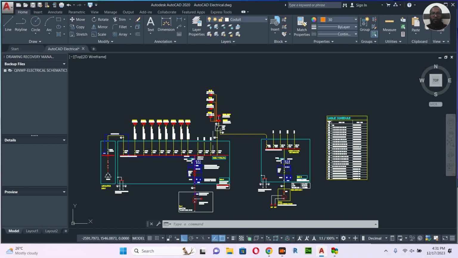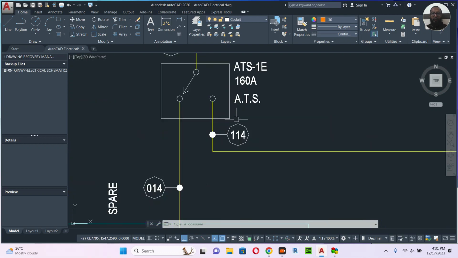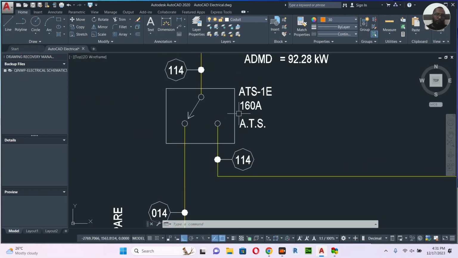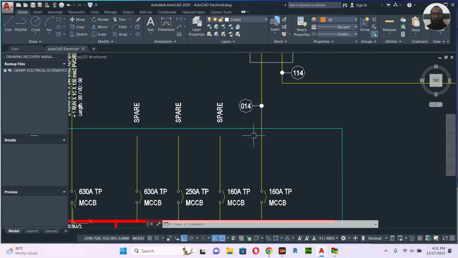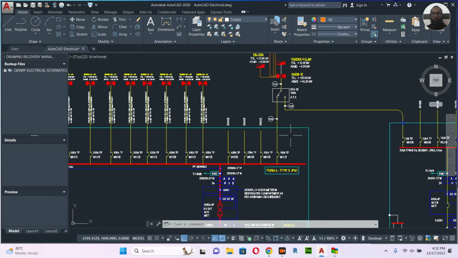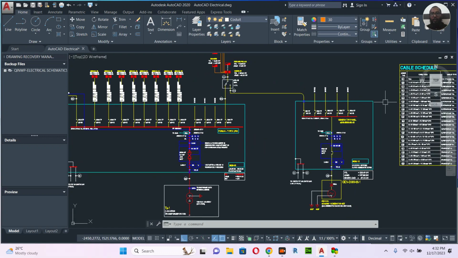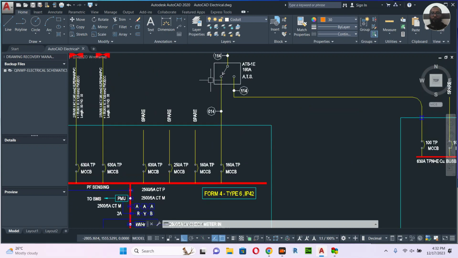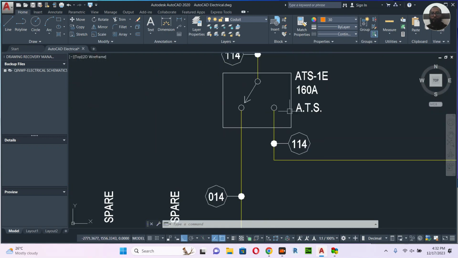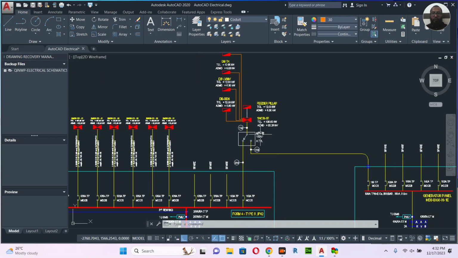So now I want to tell you another thing. This one, I have an ATS here. So the ATS gets fed from one, the Kahramaa, that means the government's supply, and one from the generator. Let's say this project has no generator, totally no generator. In that case they use some different techniques. They will put one UPS here. Let's copy this one. I will explain to you.